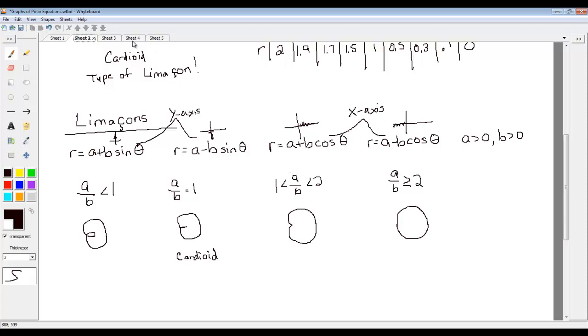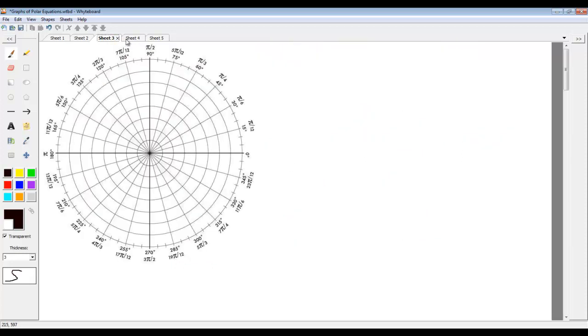Okay, let's do the next one. Ooh, let's go ahead and go on and do the flowers. Those are so pretty. I like them. Let's go do those next. The roses, with the petals.